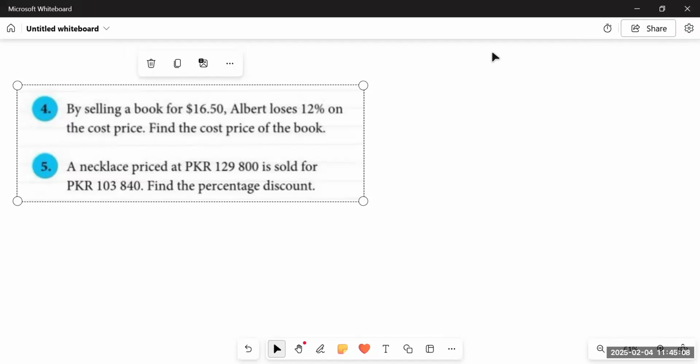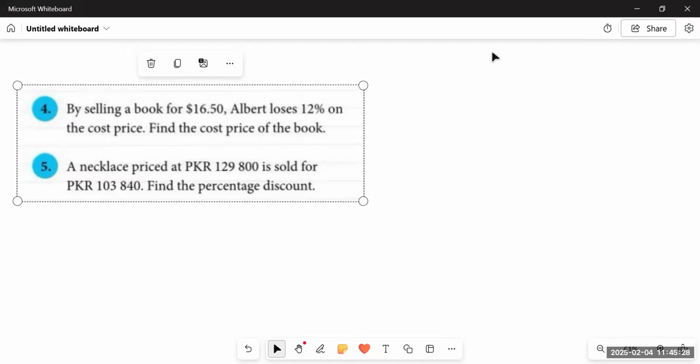Think New Syllabus Mathematics Book 2. Today we are going to do a few more questions of Exercise 6A, Chapter 6, Financial Transactions, in which we are doing the questions related to percentage and profit and loss. This question is related to the selling price, and we have to find out the cost price.